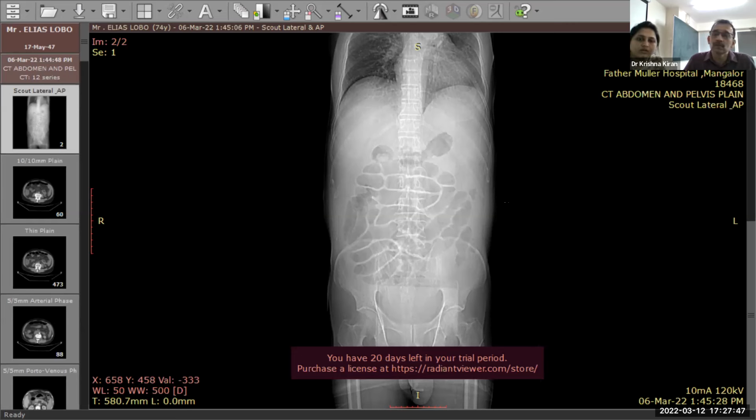Going through the scout film, which includes lower sections of the chest, abdomen, and pelvis, the bowel loops appear grossly normal and are not dilated, and there is no evidence of any calcific lesions.